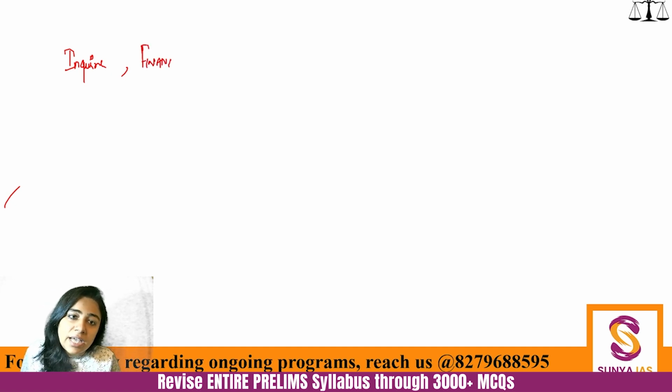Cabinet committees we have already covered, right? Parliamentary committees are of various types. So, for example, there are committees to inquire. Please write this down. There are committees to inquire. Then there are financial committees. Most important committees are financial committees. There are 3 committees under the financial committees, and we will study them.